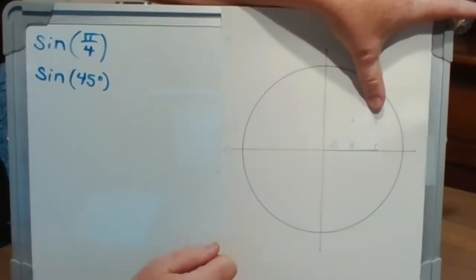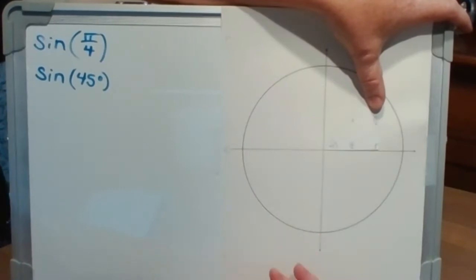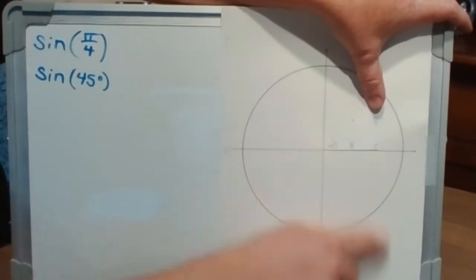Now, it's important that you position this triangle correctly. You need to make sure that the right angle is on the x-axis, because every time we do this, we always drop the perpendicular to the x-axis. So make sure that your reference angle is at the origin and your right angle is on the x-axis.